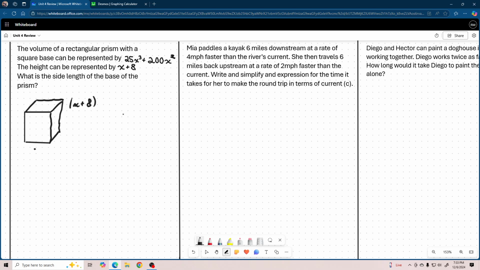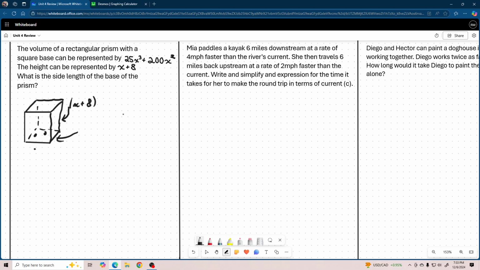This dimension here, it doesn't really matter which one we're talking about. Here, let's say that this is our base, and that our height is this value, just to make it a little bit easier. Okay, so x plus 8 is the height. We need to know the base. Now, if the base is a square, we know that both of these parts are the same.